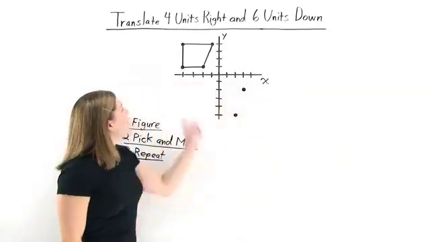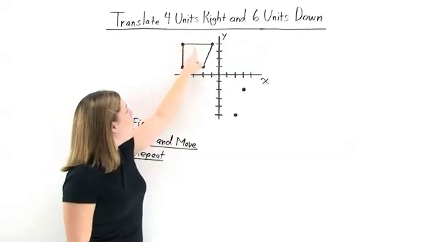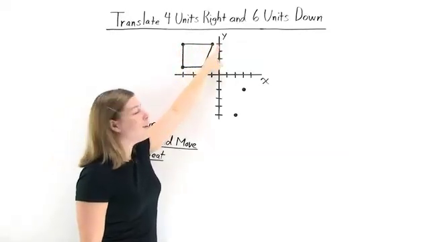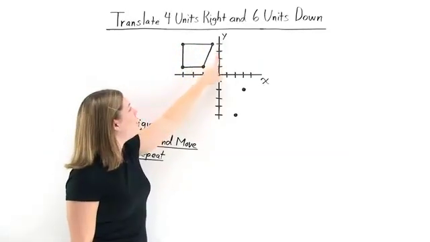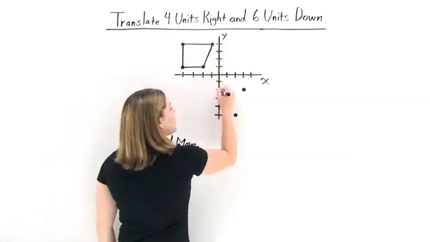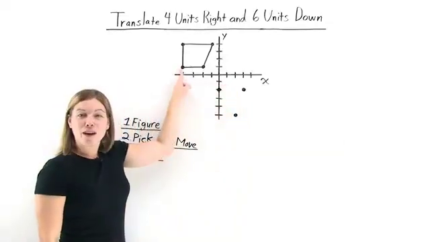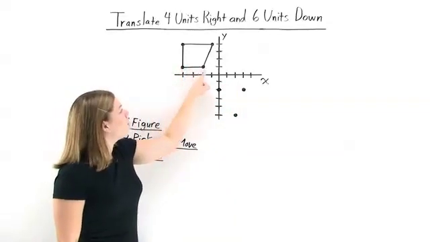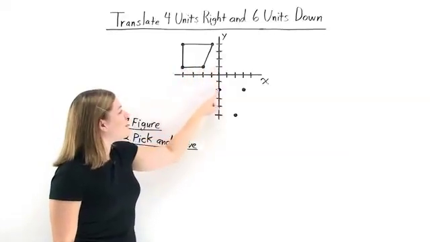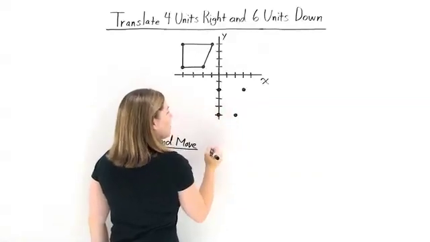Great! Then what about this point? We translate it 4 to the right, 1, 2, 3, 4, then 6 down. 1, 2, 3, 4, 5, 6. And we plot the new point right here on the y-axis. Finally, we take this point and translate it 4 units to the right and then 6 units down. And we plot our new point right here.